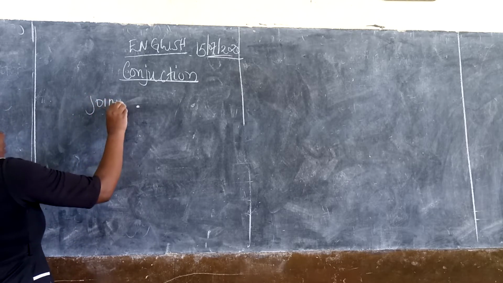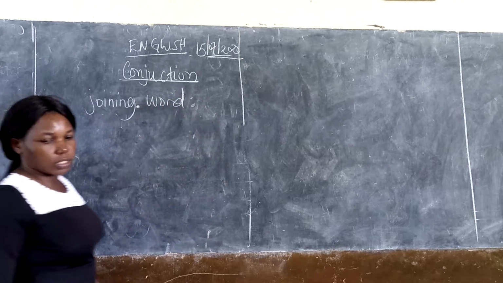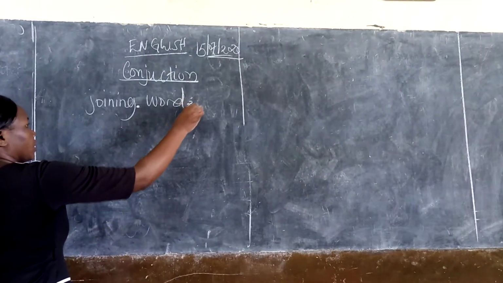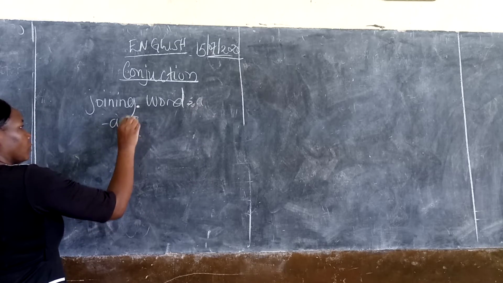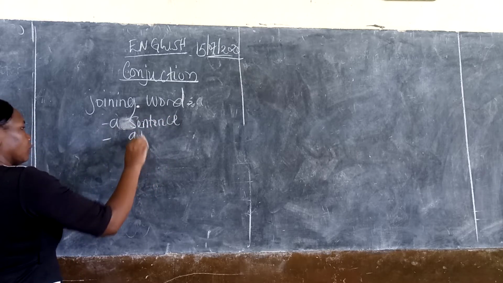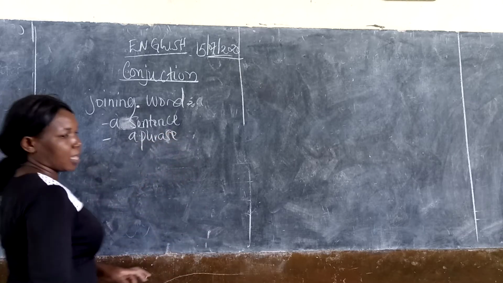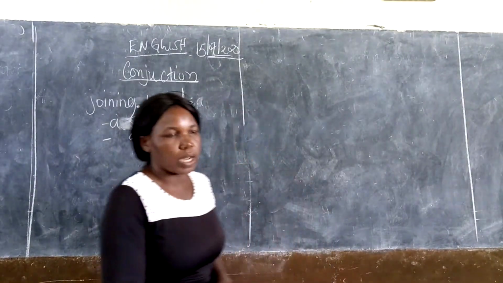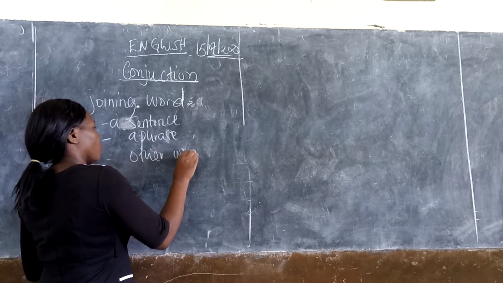Conjunction is a joining word. It can join two sentences, it can join a sentence, a phrase, or it can join other words.